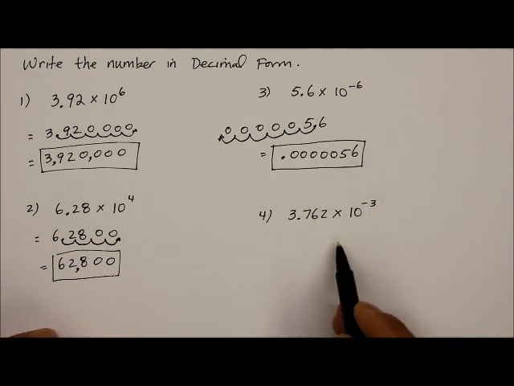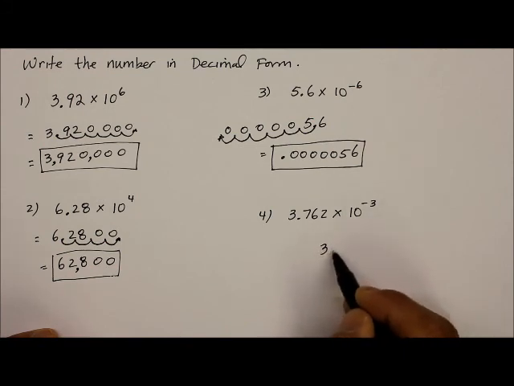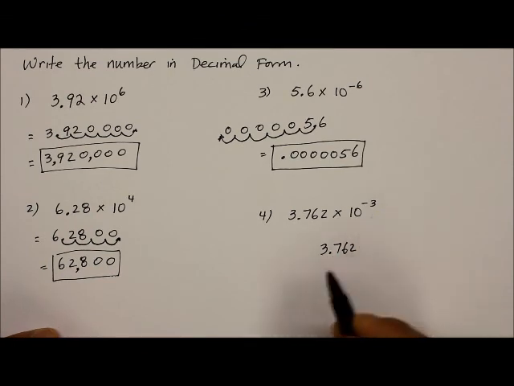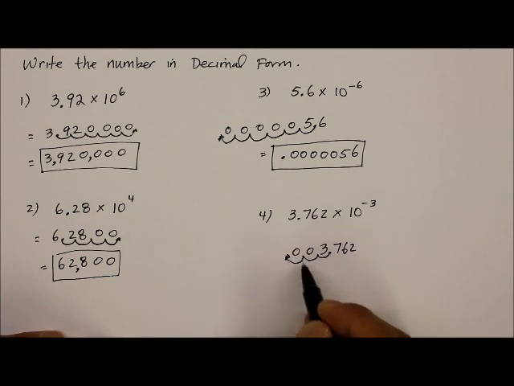Then how about this guy? Did you already do it? So you write that real number, 3.762, and take that decimal, move it left because it's minus 3 spaces. 1, 2, 3. Neatness, organization skills, very important in this exercise. So we end up with the 2 empty spaces. So we get 0.003762.